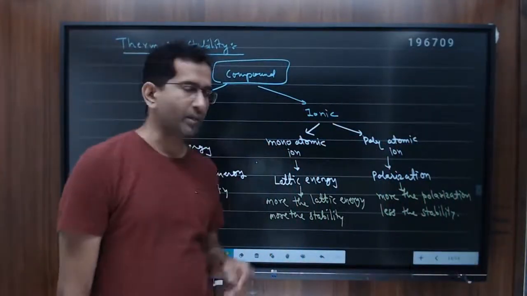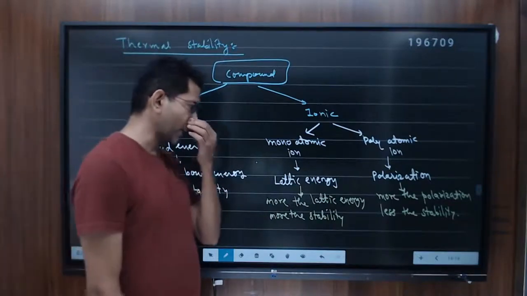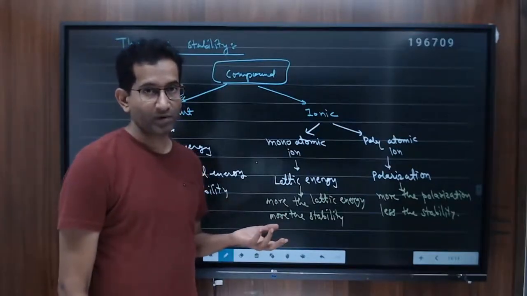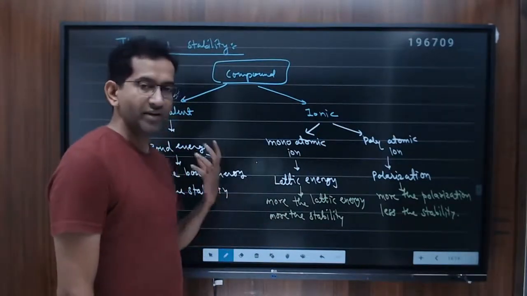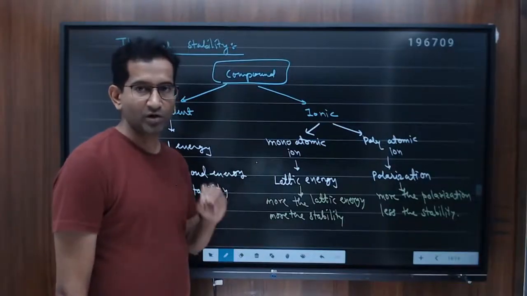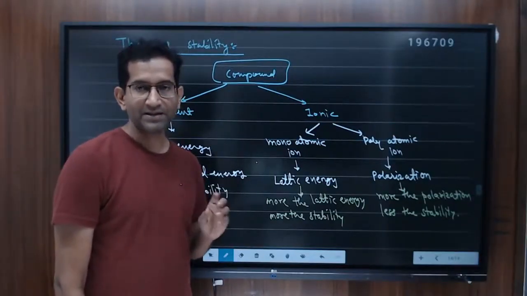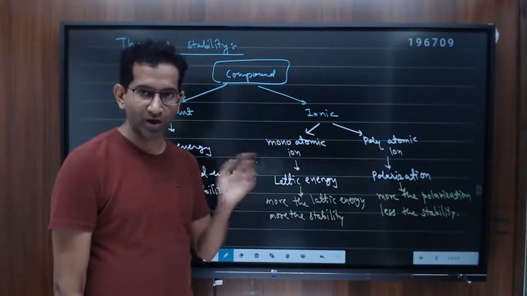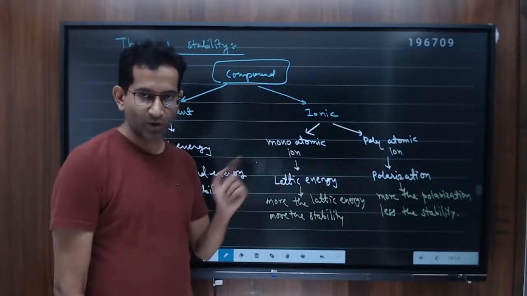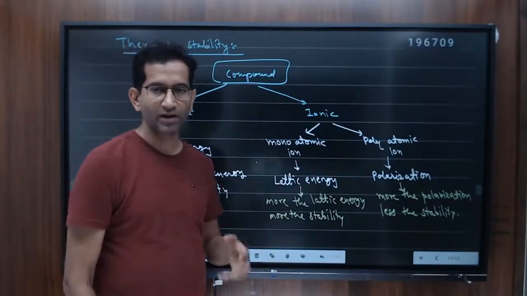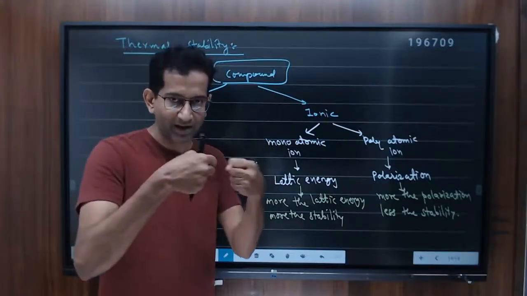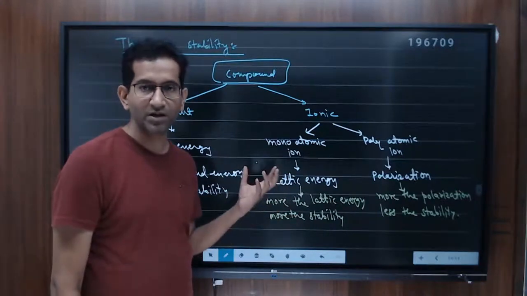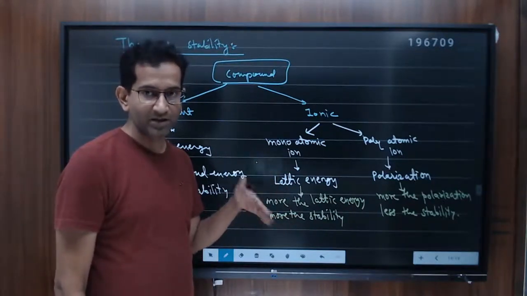Second, if your compound is ionic in nature, you will find out whether the ions present are monoatomic or polyatomic. If monoatomic ions are there, you will focus on lattice energy. Lattice energy is related to two things, I think you know: charge and size. Higher the charge and smaller the size, more the lattice energy. More lattice energy means more strongly binding. More strongly binding means more stability.